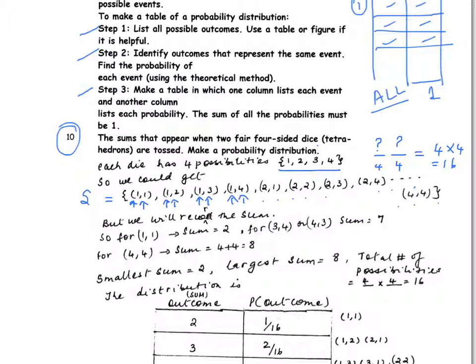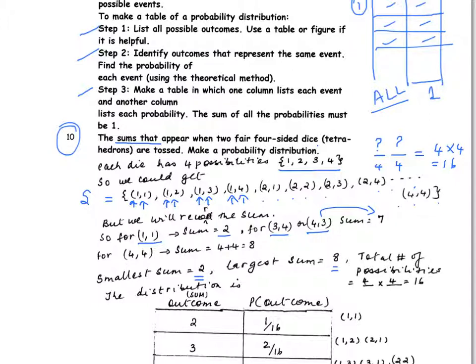Now, what we're interested in is not the actual outcomes, what comes first, what comes next, but we want to find the sum of all the outcomes. For example, if we look at 1, 1, the sum is 1 plus 1, 2. If we look at 3, 4 or 4, 3, although they are 2 different outcomes, the sum is 7. For 4, 4, the sum is 4 plus 4 equals 8. The smallest sum is 2, and the largest sum is 8.